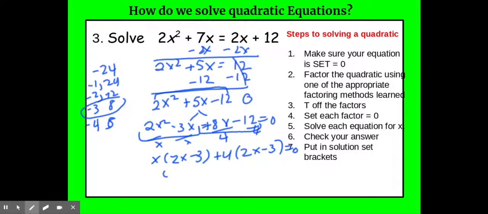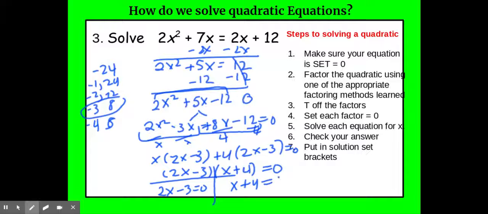And then we bring out our common factor of 2x minus 3. Put your x plus 4 in parentheses equals 0. Now tee it off. Now I'm going to just work it to the side. So 2x minus 3 equals 0. x plus 4 equals 0. Subtract 4, subtract 4. Oops, that looks like a divide by 4. And I should get x equals negative 4 here for this answer.